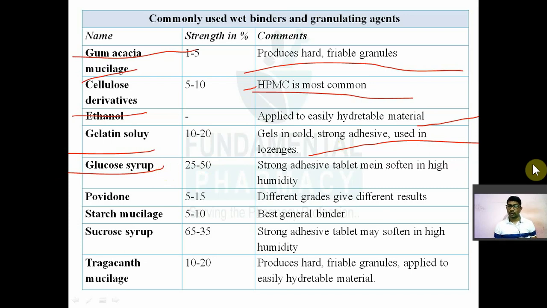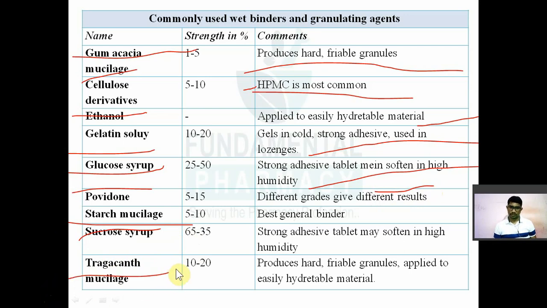Now if it is used, the tablet softens in high humidity. If you use glucose syrup as a binding and granulating agent, then in a high humidity condition this glucose will get soft and melt. Then povidone is used at 5 to 15% concentration. Different grades of povidone are available. Starch mucilage is the best general binder. The sucrose syrup is again a strong adhesive and may soften during high humidity.